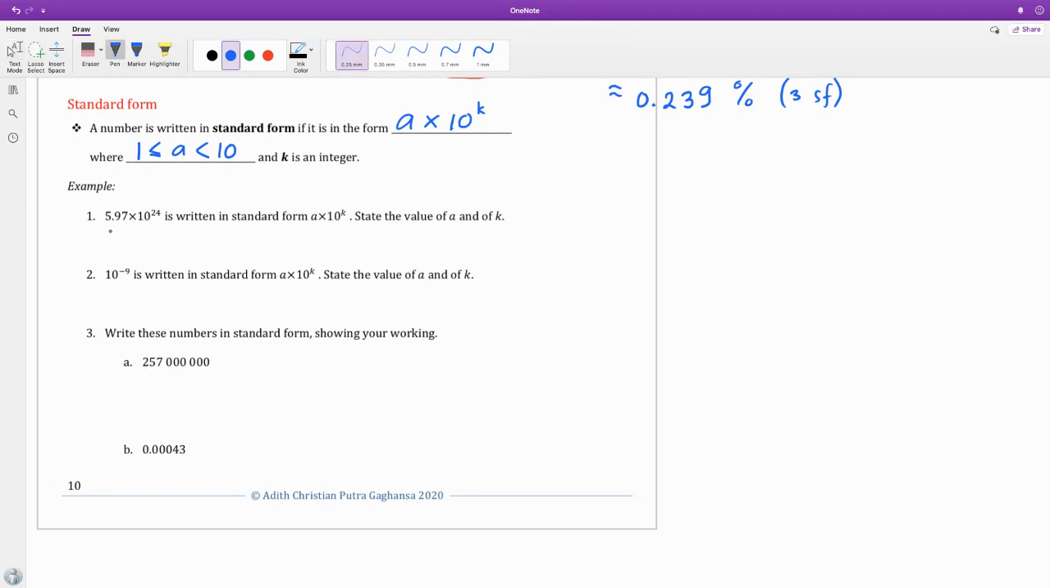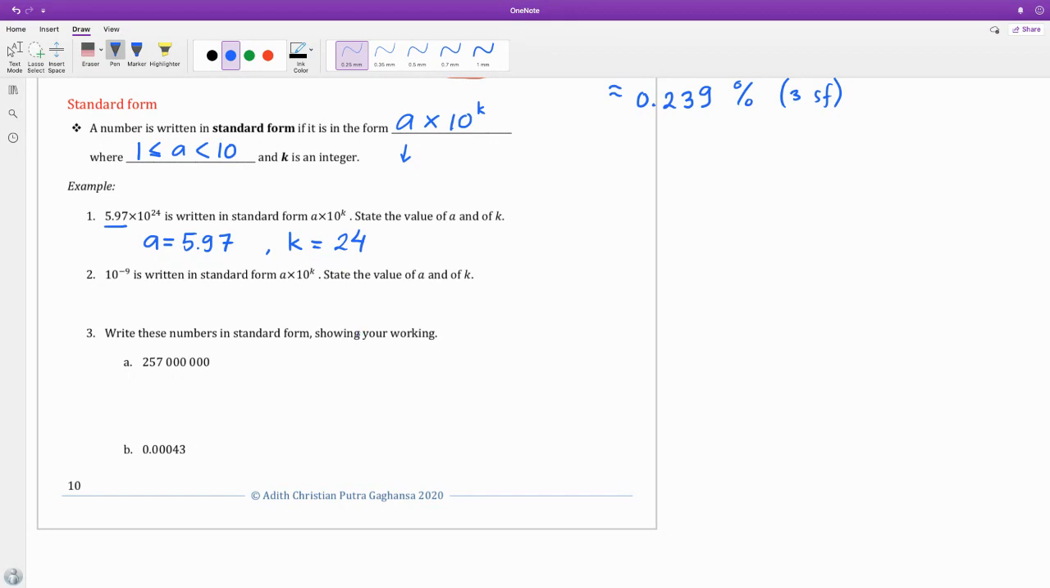Example number 1, 5.97 times 10 to the 24 is written in the standard form. State the value of a and of k. The value of a is the value in front of the multiplication sign. In this case, here's the value of a. So a equals 5.97. And the value of k is the index or the power. It's 24.